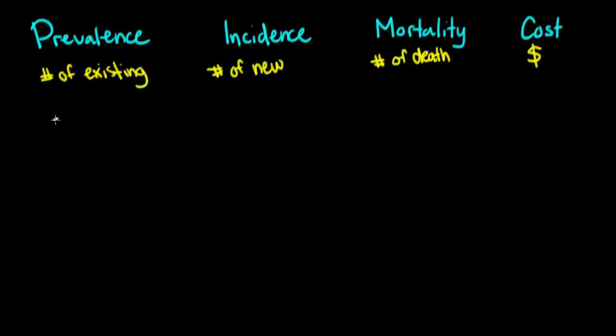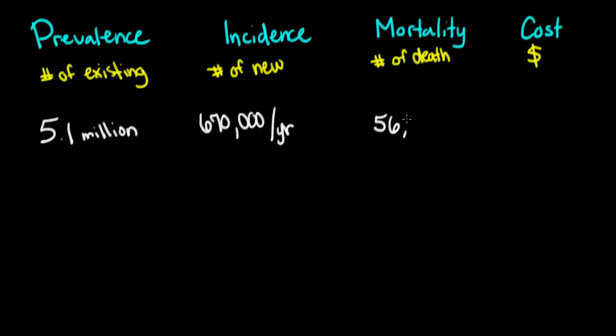So there are 5.1 million people in the United States with heart failure. In addition, there are 670,000 people that are diagnosed every year with this disease. And of the people with heart failure, 56,000 die per year. And finally, the cost to our country's medical system is a whopping $32 billion.